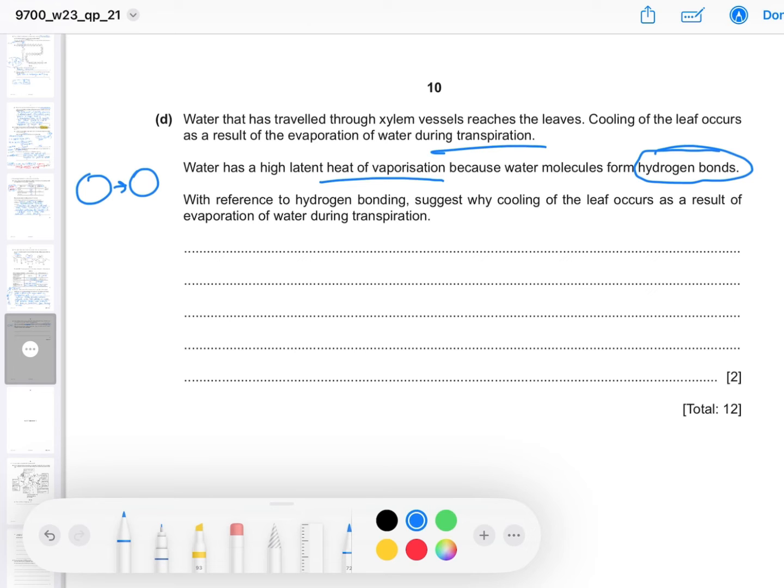With reference to hydrogen bonding, suggest why cooling of the leaf occurs as a result of evaporation of water during transpiration. So during evaporation, hydrogen bonds between water molecules are broken down, and this will use up heat energy from the plant. So breaking bonds will require energy, and this is provided by the heat energy from the plant body. As heat energy is used up, a cooling effect is caused.